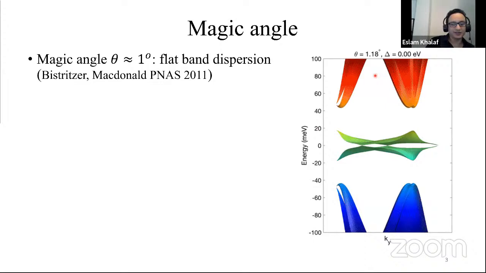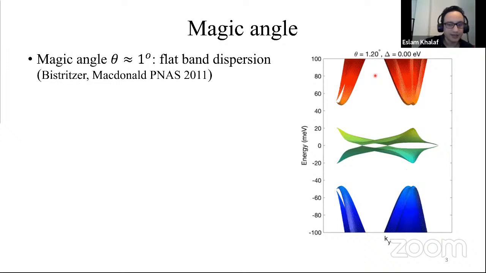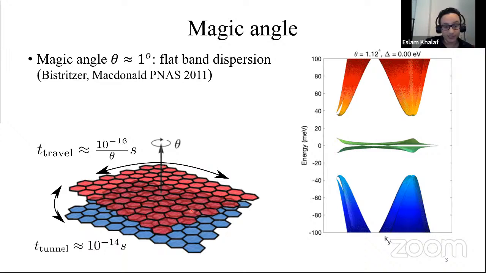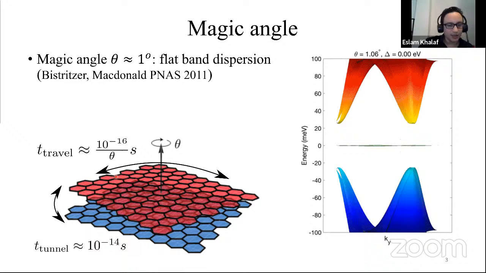And the condition of this magic angle can be understood from a heuristic argument as the angle for which the time it takes an electron to tunnel between the two layers is roughly the same as the time it takes an electron to travel across a layer. So this time depends on the angle inversely, because as you change the angle, you change the period of this Moiré pattern.